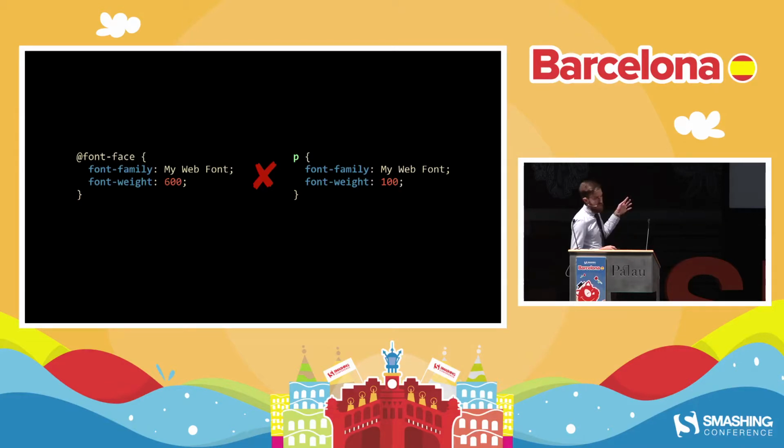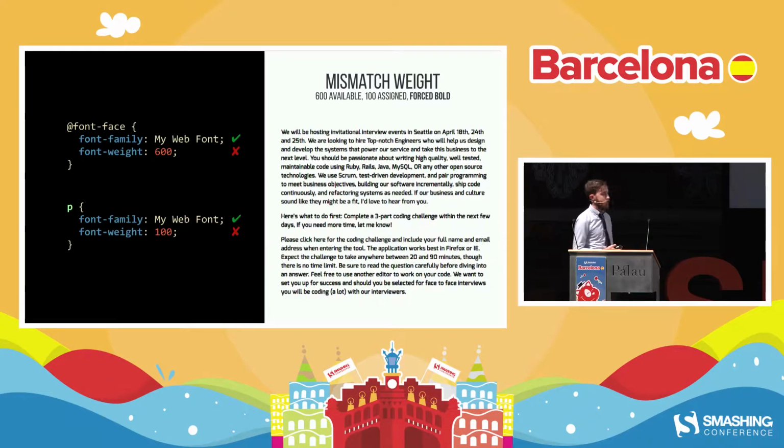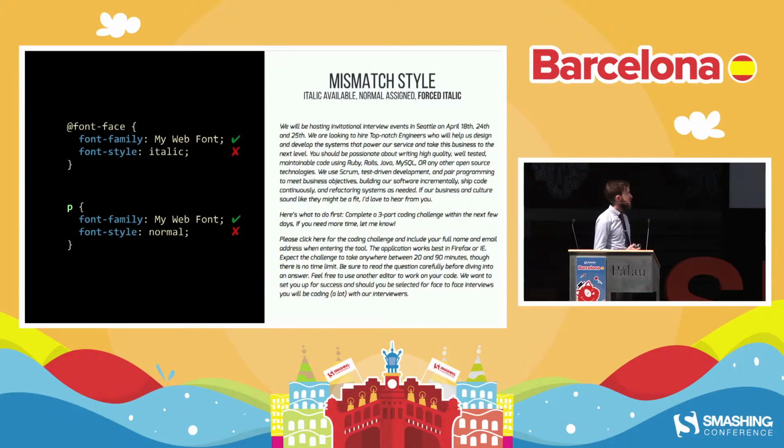So if I only have one font face block on my page, and my element style on the right wants a font weight of 100, but 600 is the only thing that's available, it will render that as bold. It will use what's available. So you're expecting a lighter weight, right? But we only have a heavier weight available to us. And the same thing for italic. If I put a normal on my element style, and italic was the only thing that was available to me, it would use italic. It would render as italic.